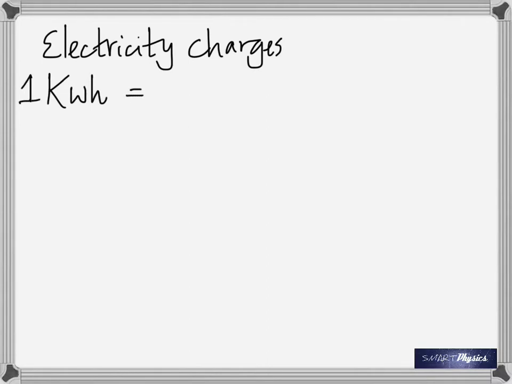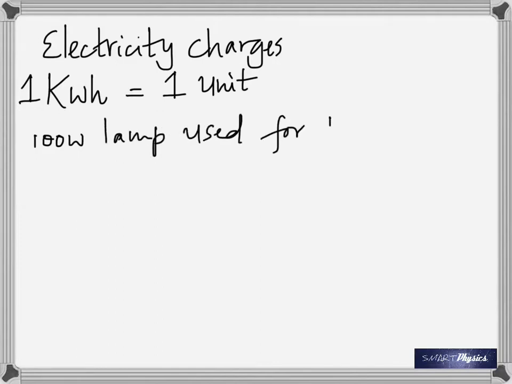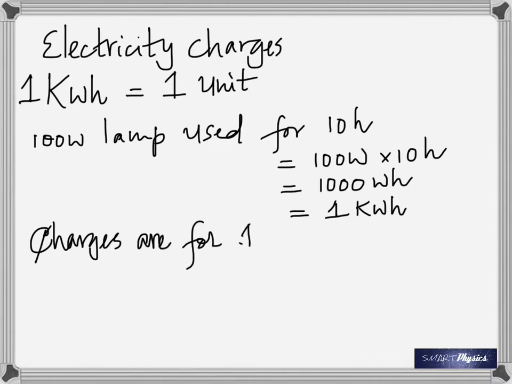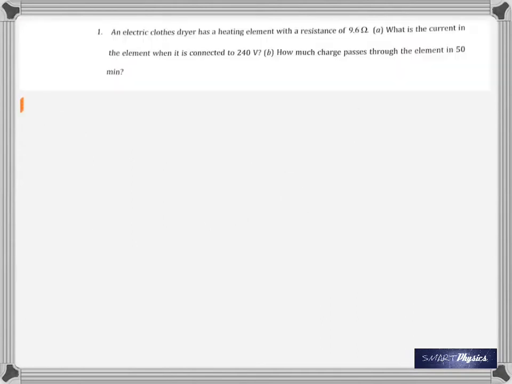Then we talked about electricity charges. I think we did, didn't we? How the electric company bills us. Yeah, I just wanted to go over that. Kilowatt hour is 1 unit. For example, if a 100-watt lamp is used for 10 hours, then we know it's 100 watts times 10 hours. That gives us in watt hours, isn't it? And then divided by 1,000, you will get it in kilowatt hour. We went through this, so this is just a review before you start doing the problems. So I think that's it.